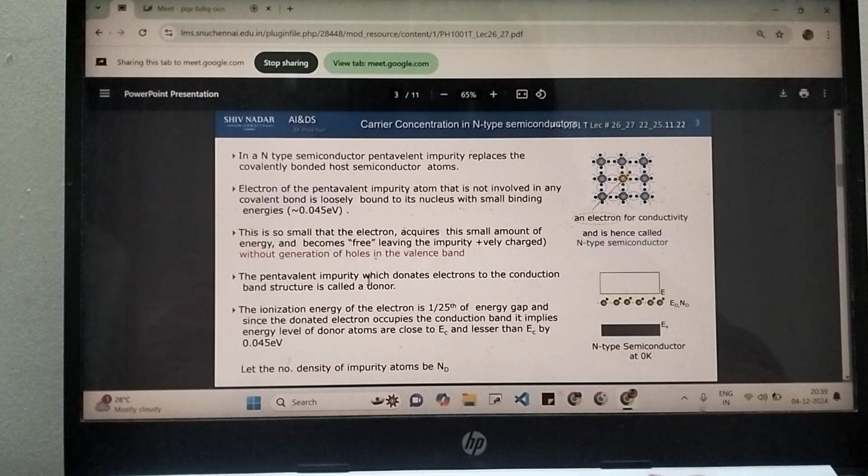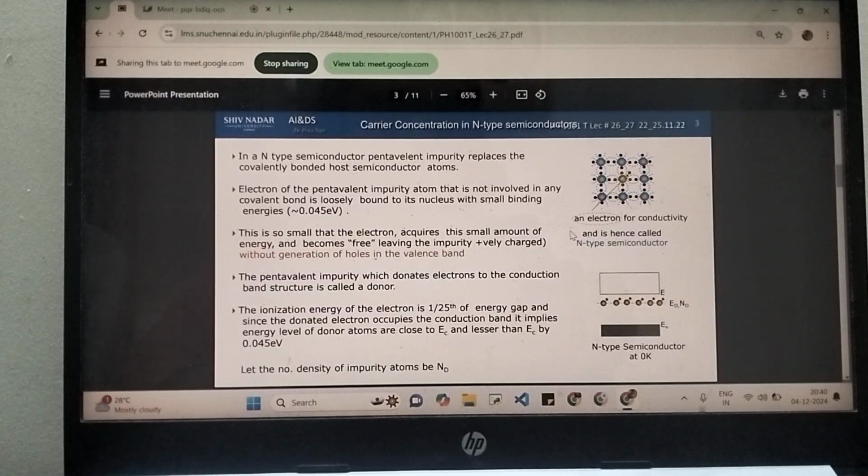So because we're talking about donor atoms or donor electrons, we consider the average energy level of these electrons as ED, where D stands for donor. And what this point tells us is ED lies closer to EC than EV, and the distance between ED and EC is 0.045 electron volts. So that is an introduction to N-type semiconductors.